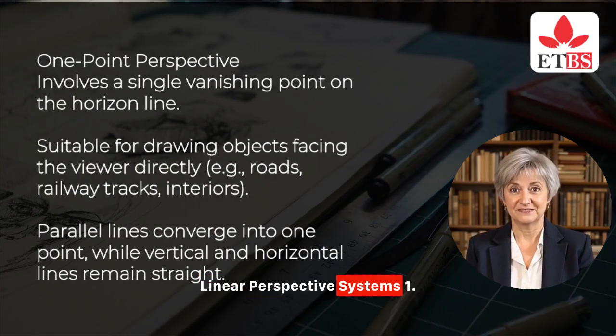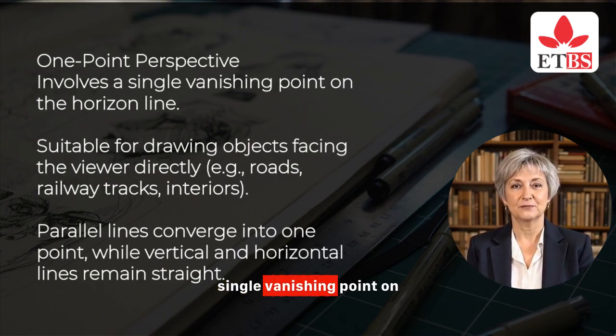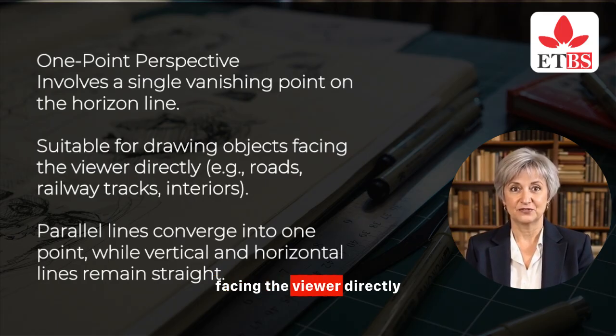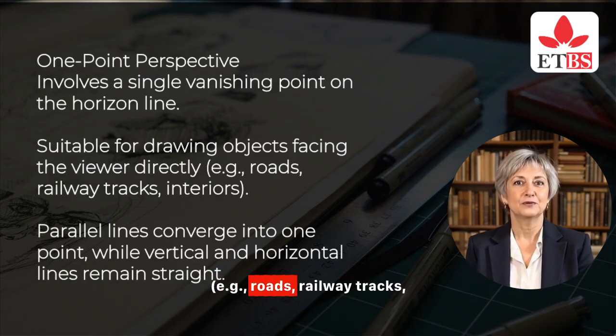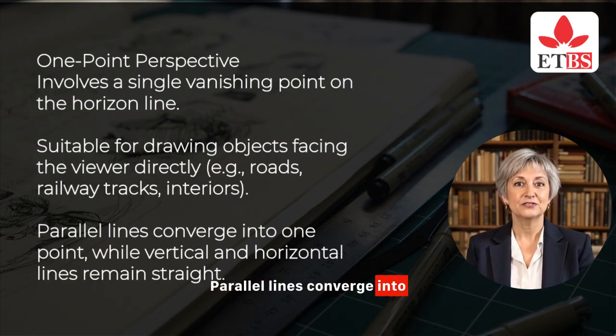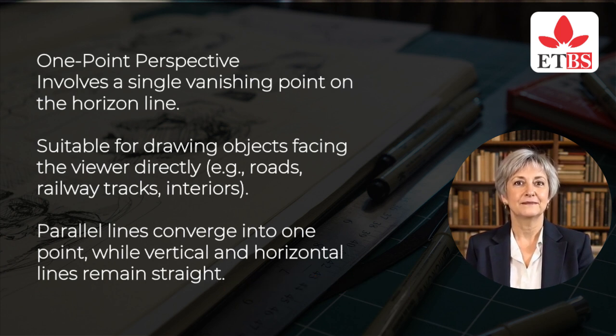Linear perspective systems. One-point perspective involves a single vanishing point on the horizon line, suitable for drawing objects facing the viewer directly, e.g., roads, railway tracks, interiors. Parallel lines converge into one point, while vertical and horizontal lines remain straight.